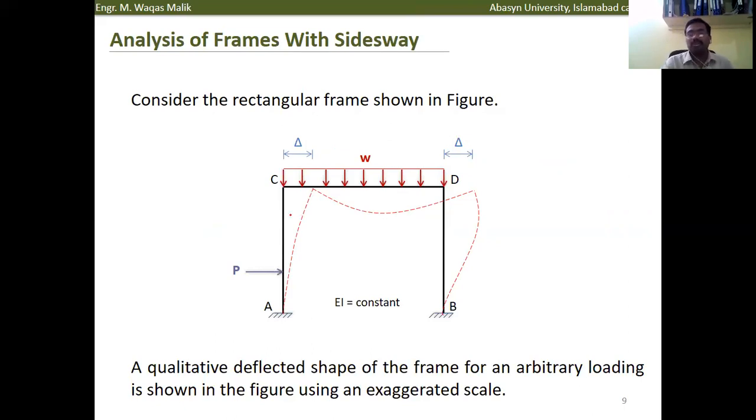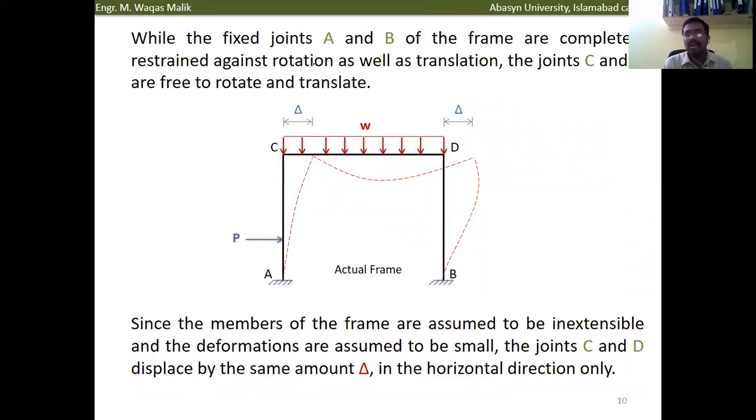For this, as we have studied, initially we have a frame that can sway in any direction. It is going to cause a displacement in the horizontal direction, in the direction of the applied loading, and this value of the displacement is going to be the same at both joints of the frame, that is joint C and joint D in this case. This value is the same because we assume that the deformations are very small and these members are inextensible. So that's why we assume the same values of displacement in the horizontal direction.